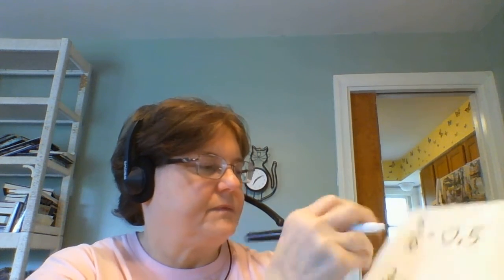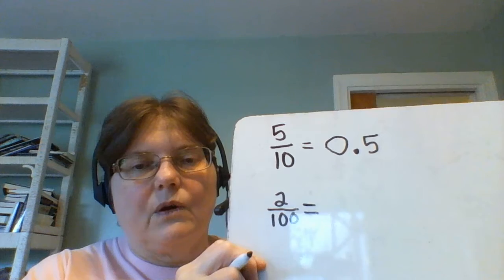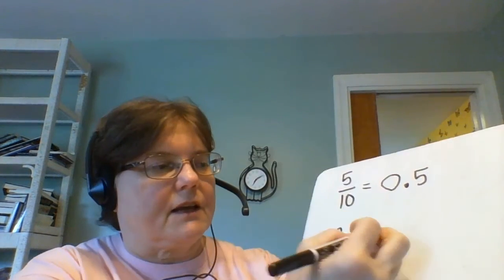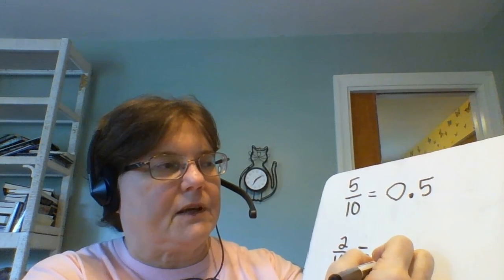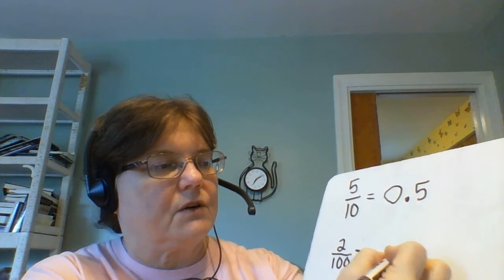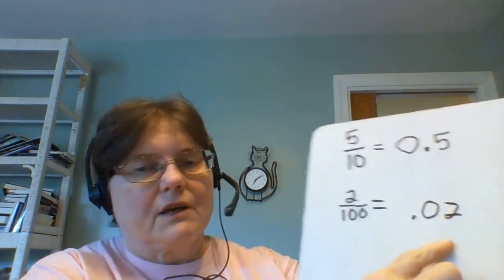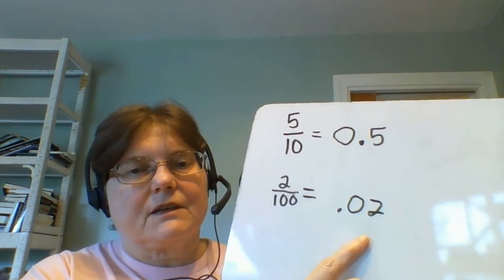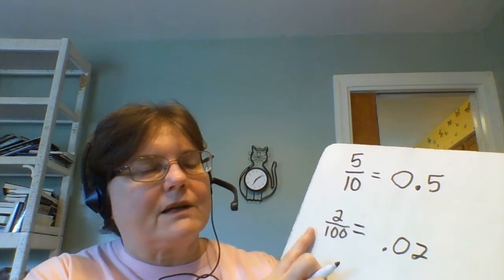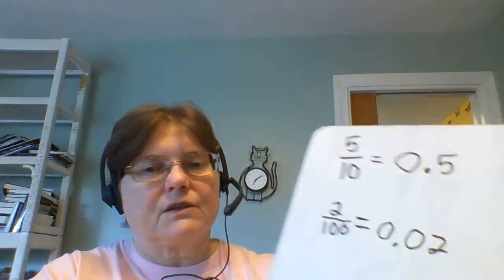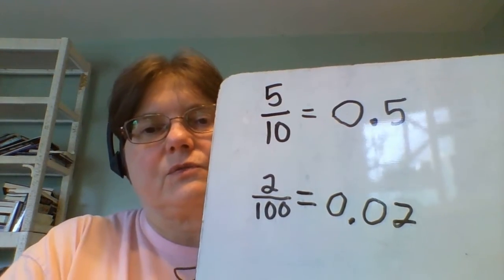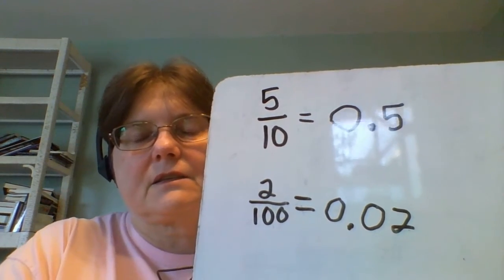What about 2/100? Well, it doesn't have anything in the tenths place, so it's going to be 0.02. 2 hundredths. There's nothing in the ones place, so we can put a 0. 0.02. 2 hundredths.